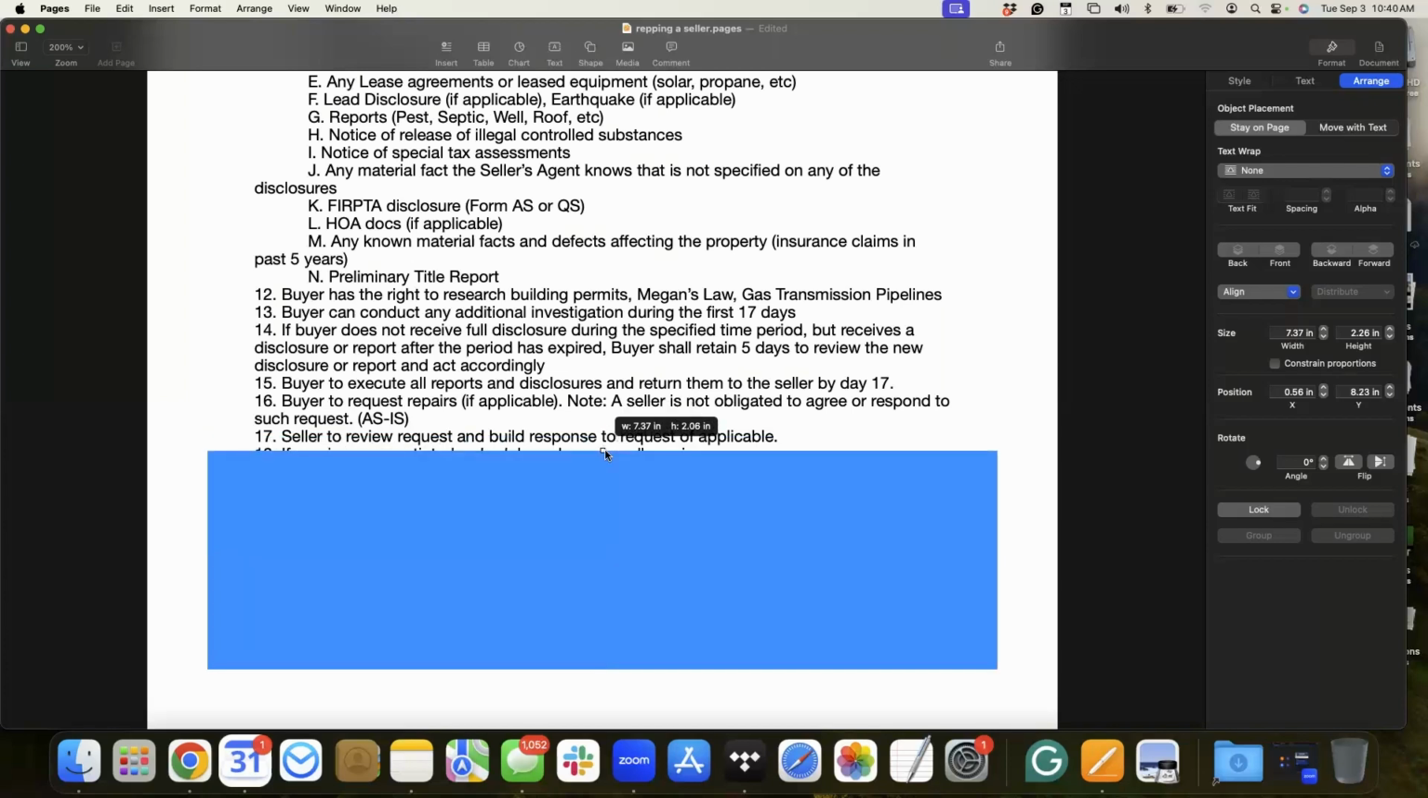Okay. Seller to review the request and build a response to the request. So we get a request for repairs. Now it's our job to review it and decide what we're going to do and what we're not going to do. Is it going to harm the transaction? Is the transaction going to keep going forward if I don't do this, or is it going to halt the transaction? And the seller might want to halt the transaction. It really just depends.